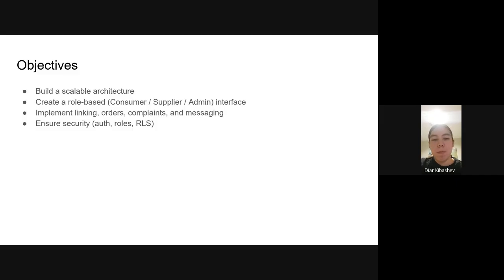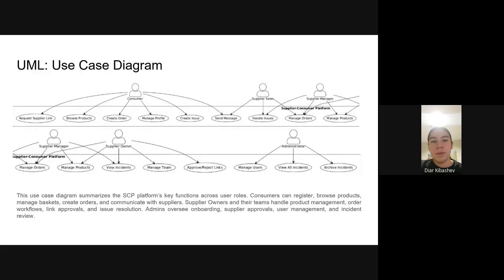So the objectives are to build a scalable architecture, create a role-based interface, implement linking, orders, complaints, and messaging, and ensure security. In this slide, we are presenting use case diagrams, and overall, this diagram gives a clear view of how each role participates in the system. For example, administrator can manage users, and consumers can manage own baskets.